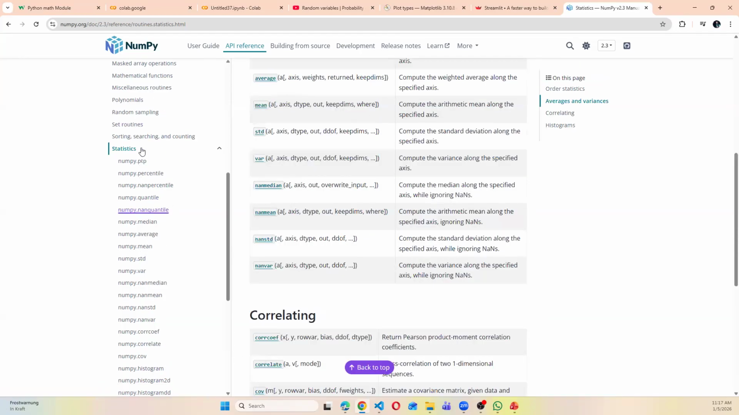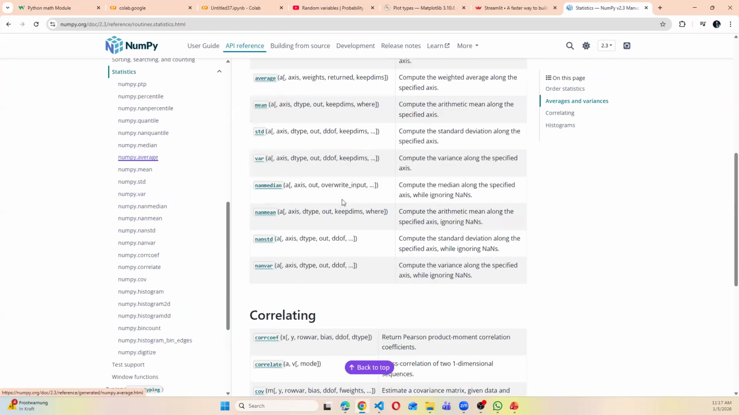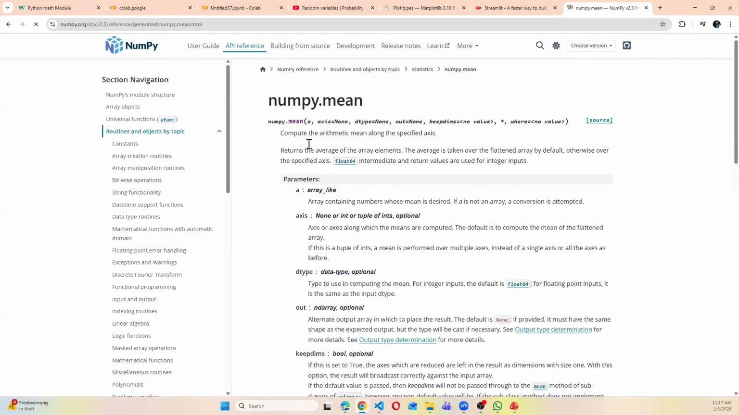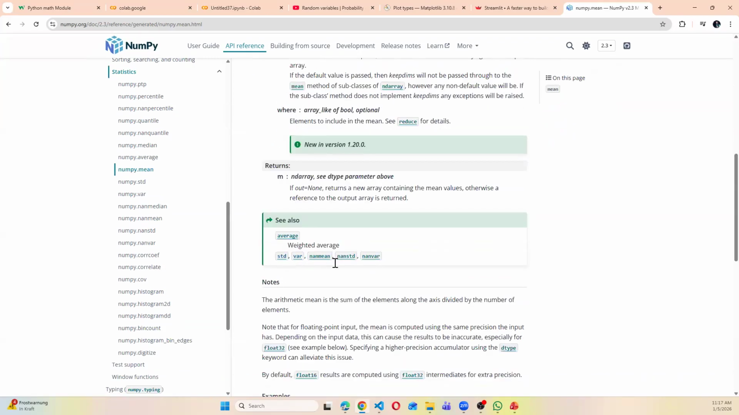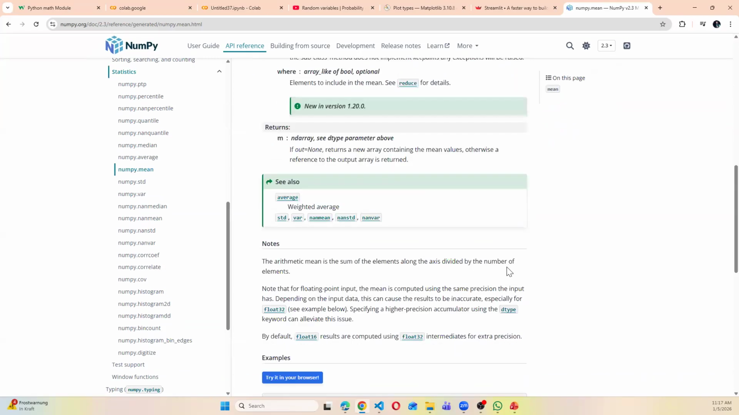So you can see here, if I go to, for example, mean, I can read all the documentation. What can I do with mean? You can see weighted average. The arithmetic mean is the sum of elements along the axis divided by the number of elements. So it's just a very good definition.